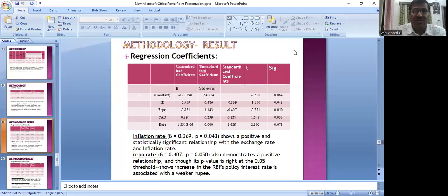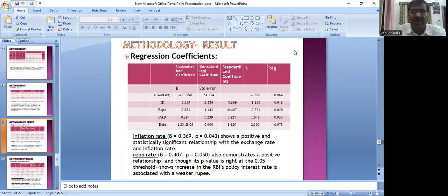On regression also, the regression coefficients are presented in the table. So we derived these coefficients. For the inflation rate, the coefficient beta is 0.369 and p is equal to 0.043. It shows a positive and statistically significant relationship between the exchange rate and the inflation rate.